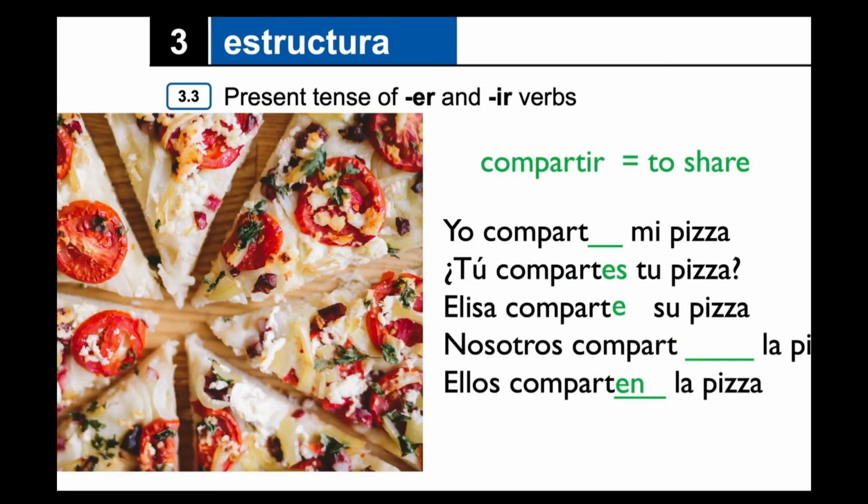Compartir. Compartir means to share. Okay, so you do the first one. Yo comparto mi pizza. ¿Tú compartes tu pizza? Elisa comparte su pizza. What about nosotros? Compartimos la pizza. Y ellos comparten la pizza.